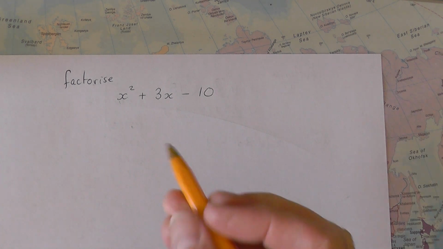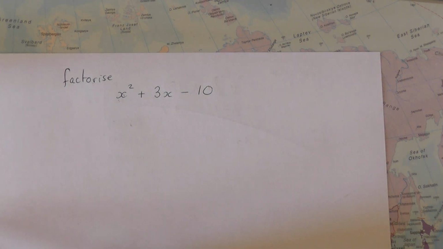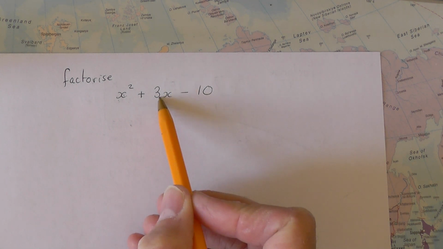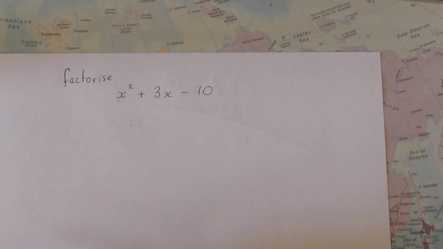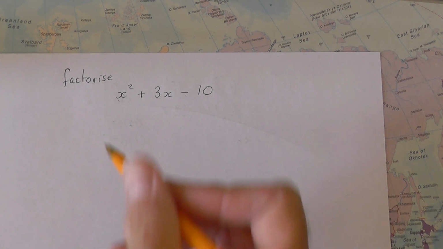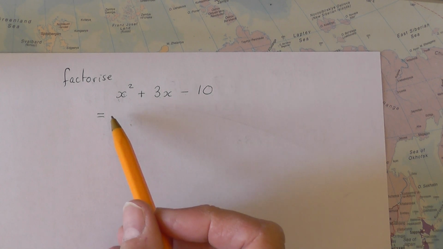Okay, I'm going to factorise this expression this time, x squared plus 3x minus 10. Notice that we've got a plus in front of the 3x, but we've got a minus in front of the 10 this time. That makes it slightly different the way that we work things out. So, factorising this, is there a common factor is the first thing you ask.